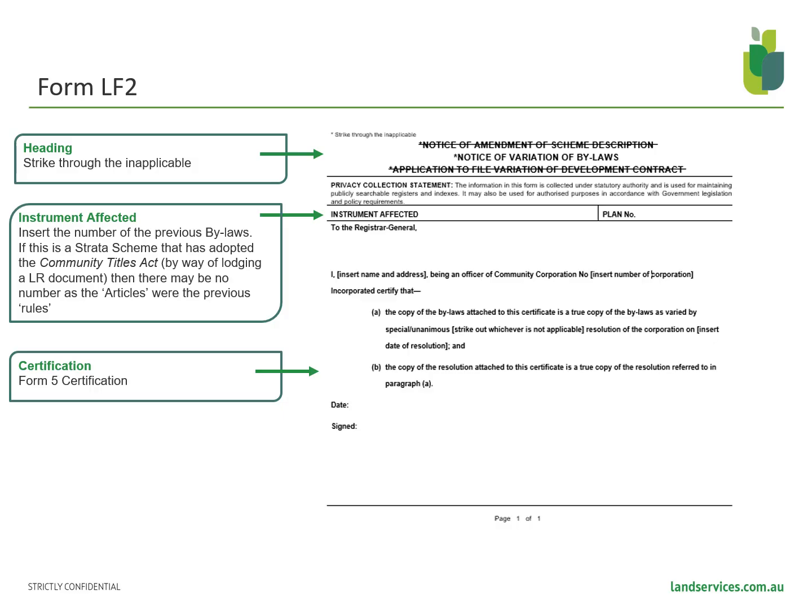Here is an example of an LF2 form. Please note that in the case where a strata plan has been converted to a community plan, the instrument affected panel may be left blank if this is the first time the bylaws are being amended under the Community Titles Act. If there are bylaws in existence, they will be shown on the current CT and therefore should be shown in this panel.